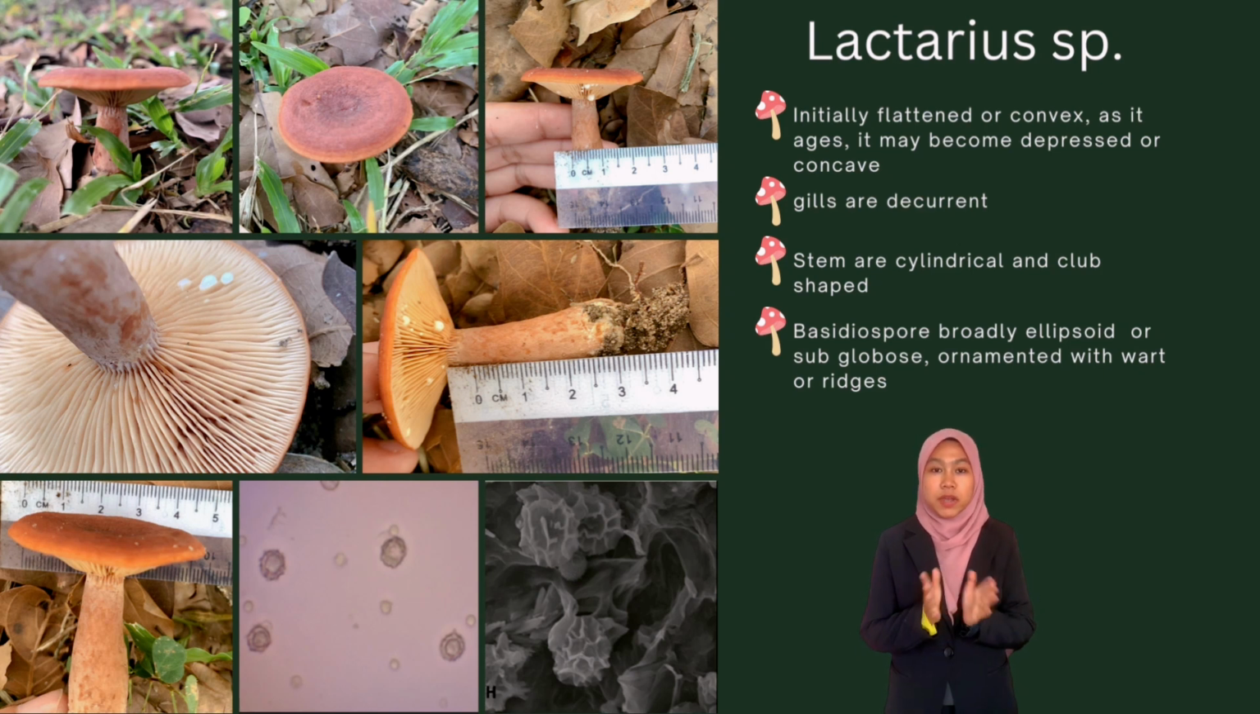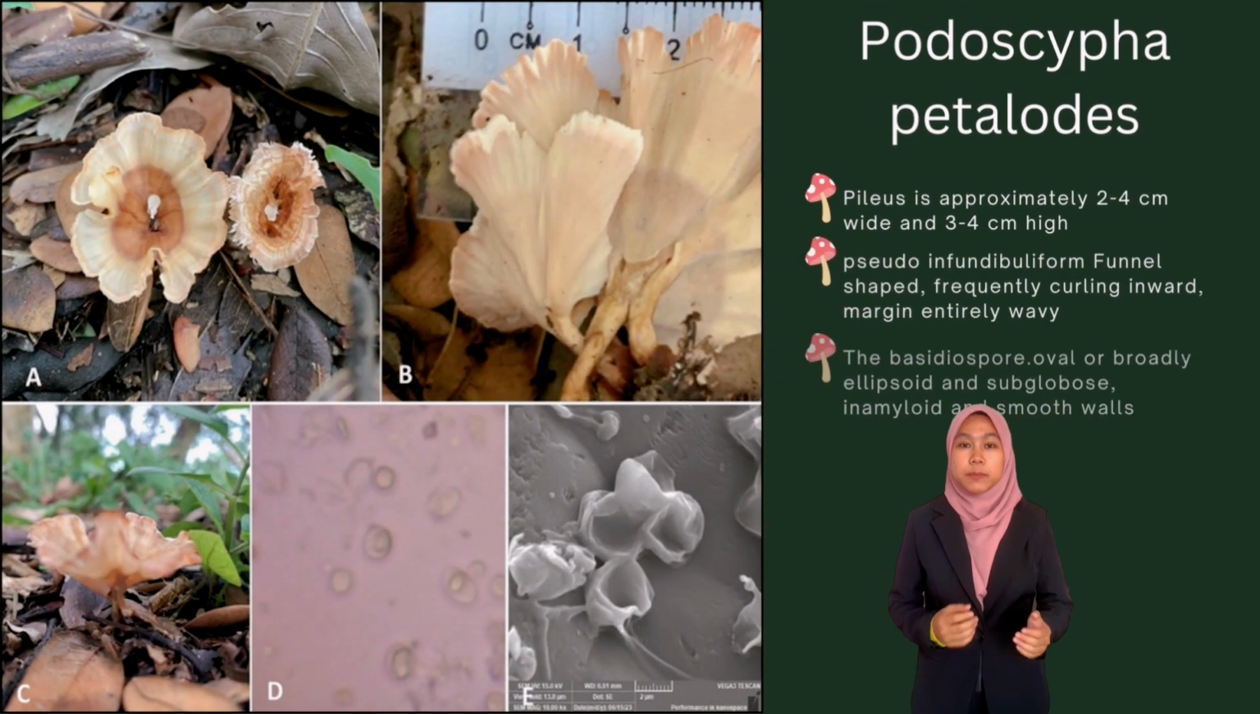One of the defining characteristics of this species, which is Lactarius species, is the presence of latex, commonly referred to as milk. The color of latex can be varied, ranging from white, cream, yellow, orange, or even green. The color of the latex changes upon exposure to air. Okay, this is a Podoscypha petalodes.